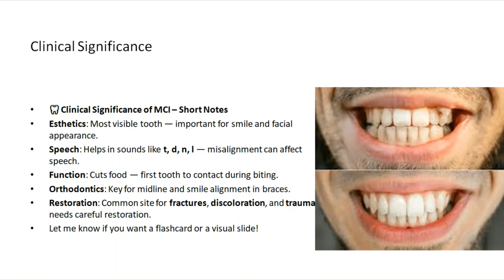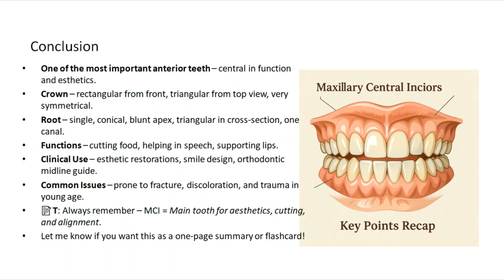The conclusion: it is one of the most important anterior teeth. Its crown is rectangular from the front and triangular from the top view, very symmetrical. The root is a single conical root with a blunt apex. The function is cutting food, helping in speech, and supporting the lips. Clinical use is aesthetic restoration, smile designing, and orthodontics. The common issues are discoloration and trauma. Always remember the main tooth for aesthetics, cutting, and alignment.